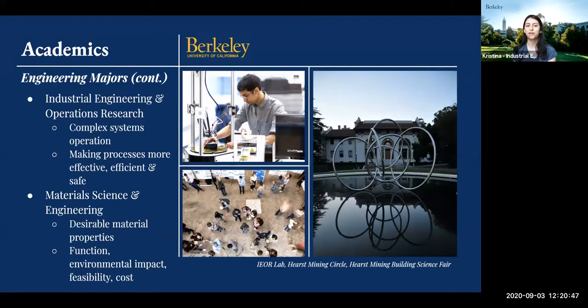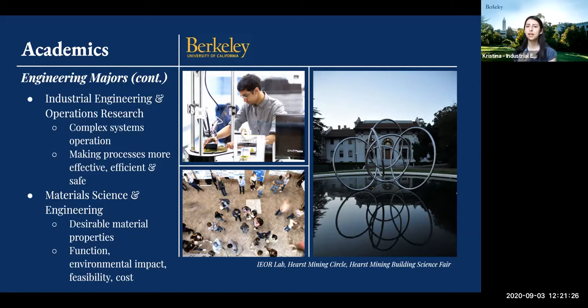They're a lot more science-based. So I know my friends in this major take courses that study the chemistry behind materials and learn more about the properties of materials and why they behave the way that they do. So these are the people that decide why a building should be made out of one material rather than the other, why we can use this material instead of the next to make things more environmentally friendly. And overall, they are not the people that build stuff, but the people that figure out how to build it and what materials to use.